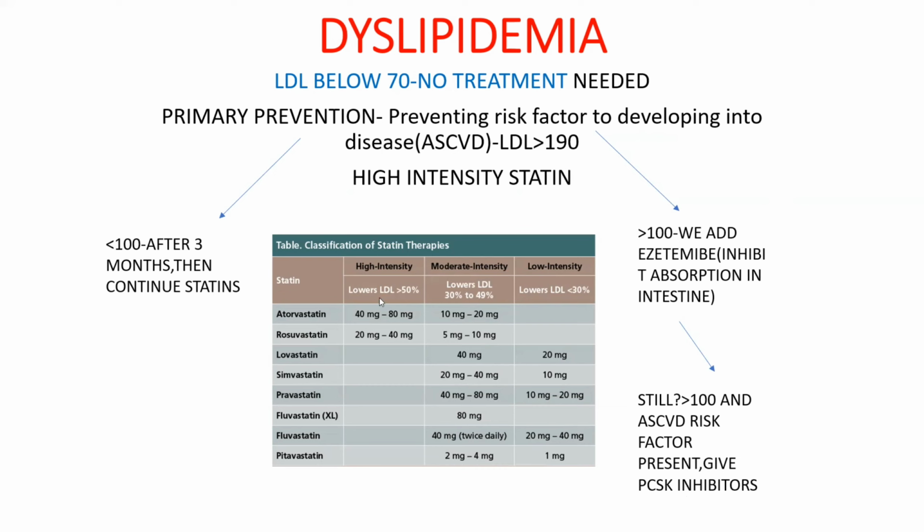What are the high intensity statins, which lower the LDL cholesterol by more than 50%? Atorvastatin is 40 to 80 and rosuvastatin is 20 to 40 mg. Moderate intensity statins include atorvastatin 10 to 20 mg and rosuvastatin 5 to 10 mg.